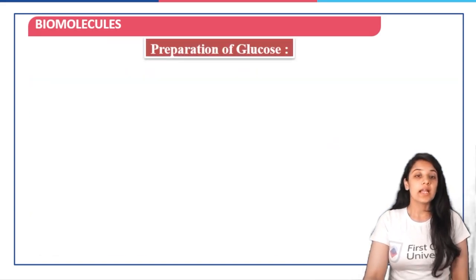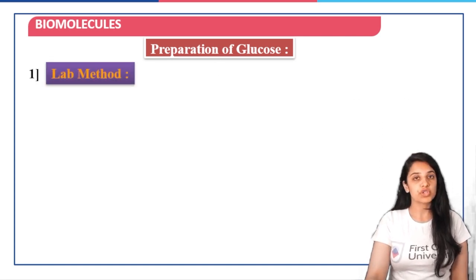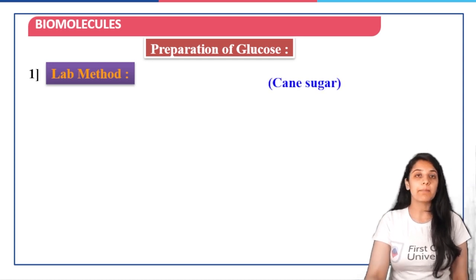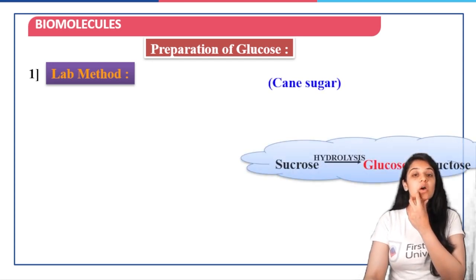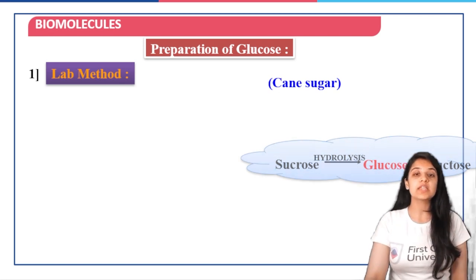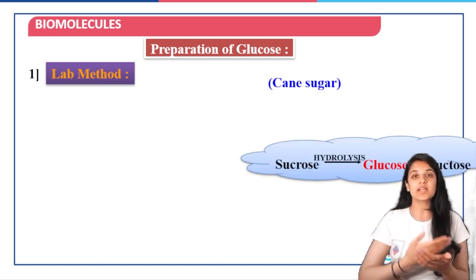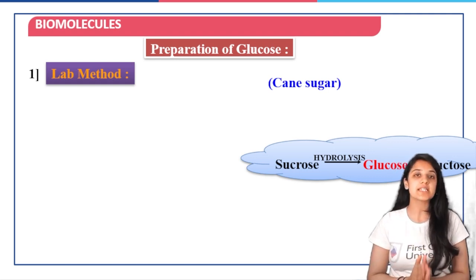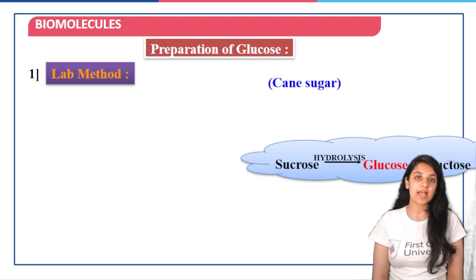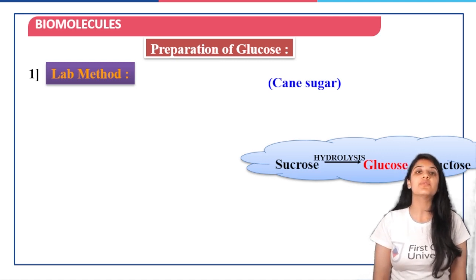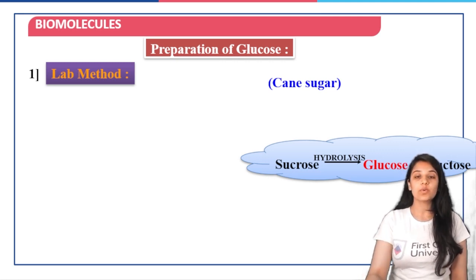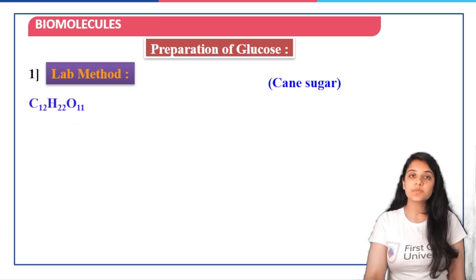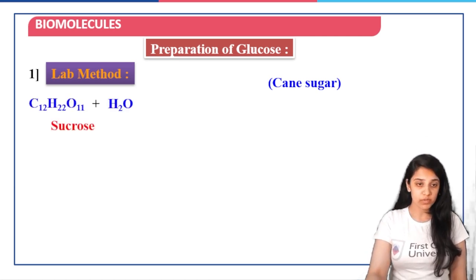Okay. Now, when we talk about the preparation of glucose, there are two ways. One is the commercial method, the other is the laboratory method. Let us first discuss the laboratory method. Now, we know that cane sugar is one way. So, when we have sucrose undergoing hydrolysis, it will give me glucose plus fructose. We have already studied that sucrose is a disaccharide, and on hydrolysis, it is going to give two monosaccharides. One is glucose, the other is fructose. So glucose is produced by the hydrolysis of sucrose.